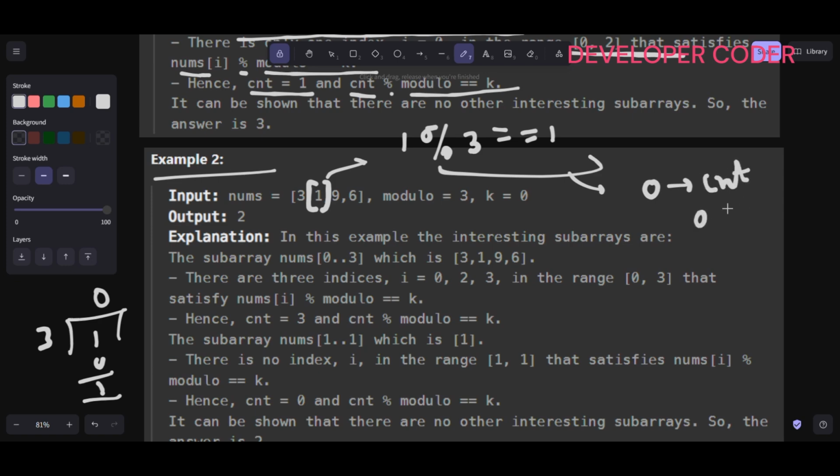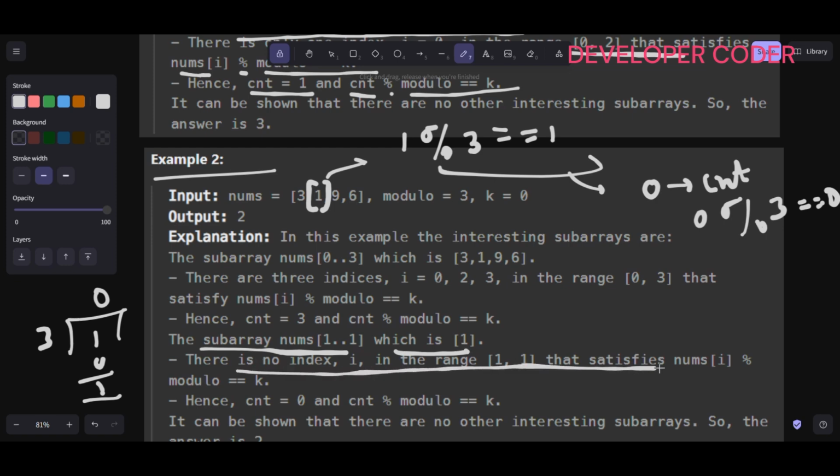Now if I do 0 modulo 3, I am getting a value equal to k. k is nothing but 0. So if you see this example, the subarray nums[1..1], which is just 1, there is no index i in the range 1 to 1 that satisfies nums[i] modulo modulo equal to k. So the count is 0, and count modulo modulo is also equal to k. Okay, done. So this is 1.